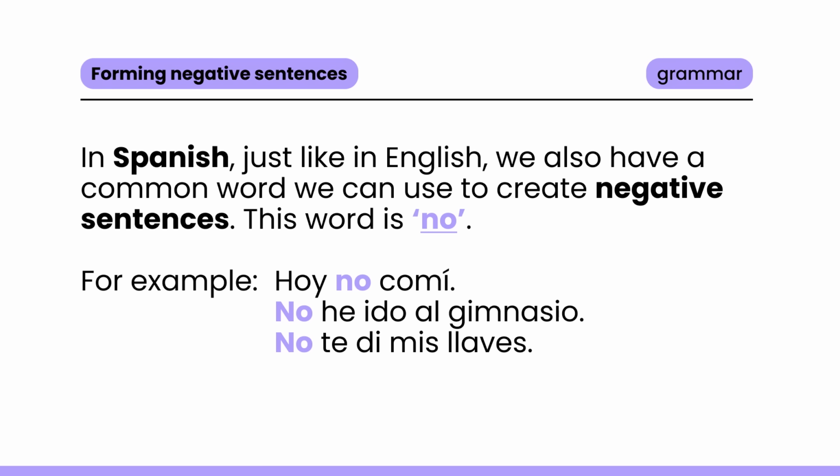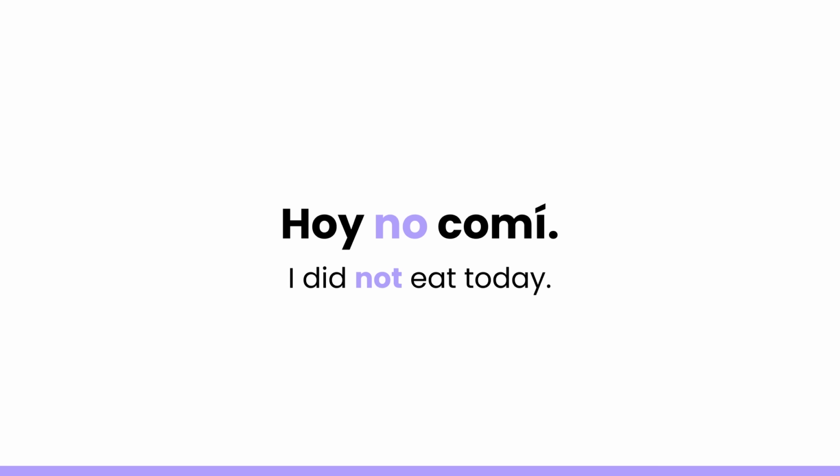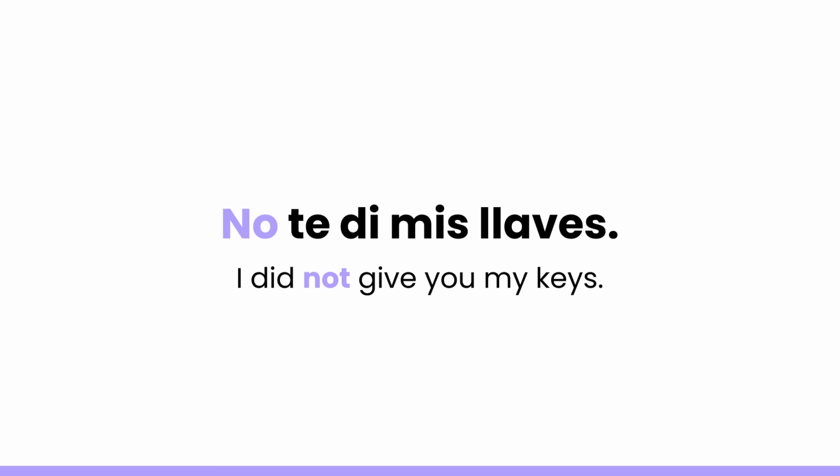Alright, so then before we end this lesson, let's have a little recap of all the things we have learned in today's lesson. Alright, so the first thing we learned was that in Spanish, we use this word no, just like we use this word not in English to form a negative sentence. So, I did not eat today. Hoy no comí. I did not eat today. Or, I did not give you my keys. No te di mis llaves.